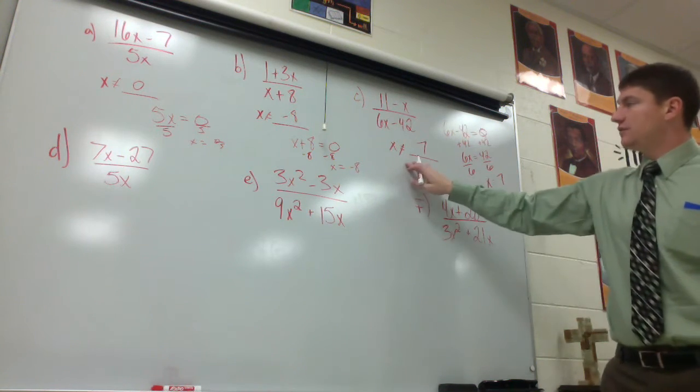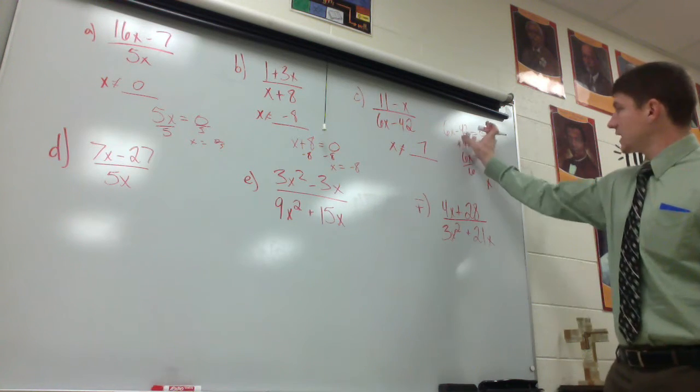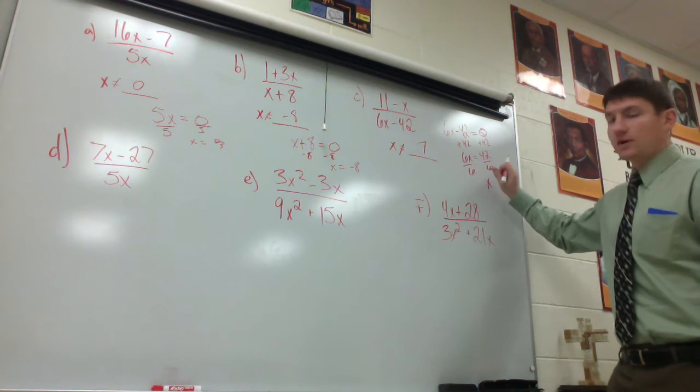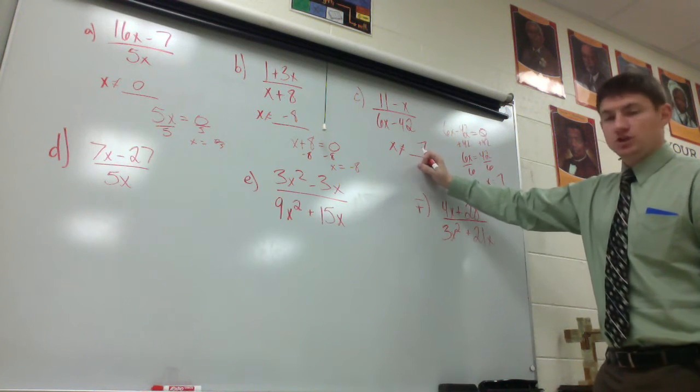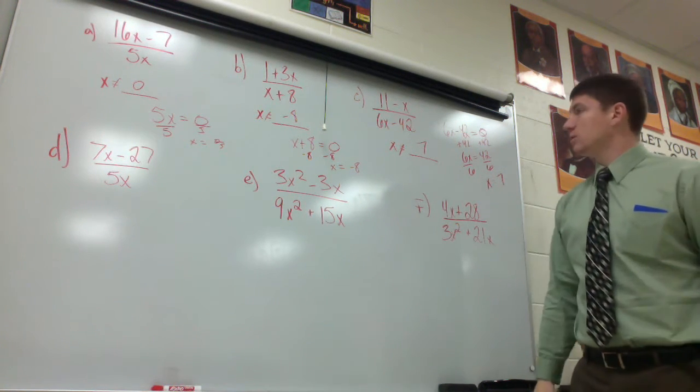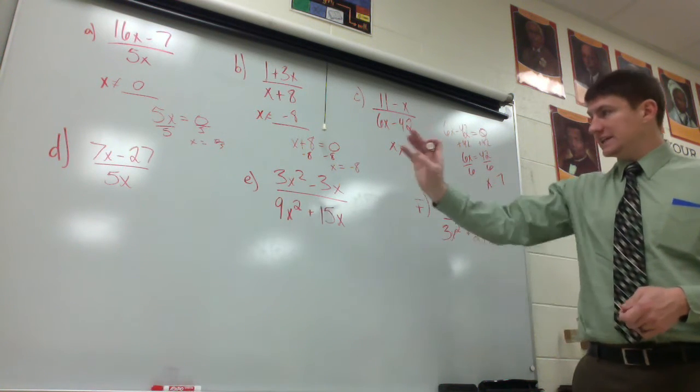I'm finding where it's undefined, so I'm saying that it cannot equal those specific values. The first thing I do is set it equal to 0 and solve for what that variable would be if it was equal to 0. But now I've changed it to say I cannot have it equal that, because it would be undefined in that location. Now for letters D, E, and F.